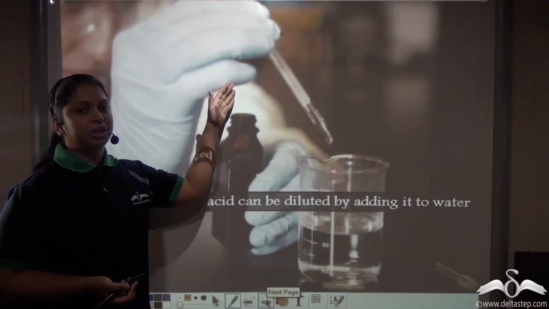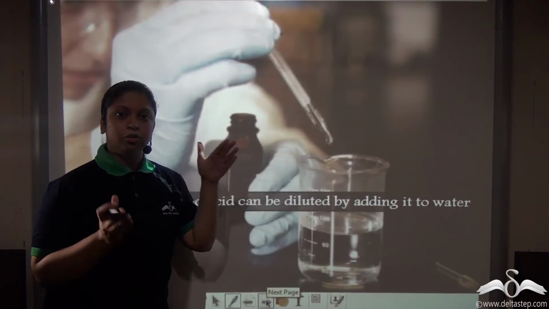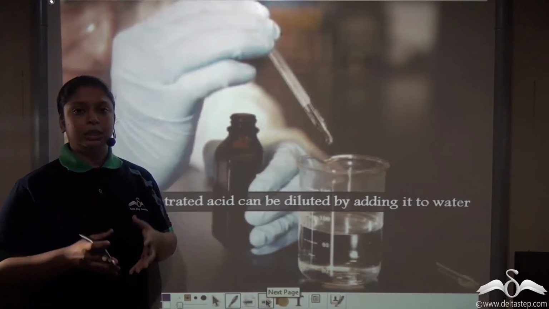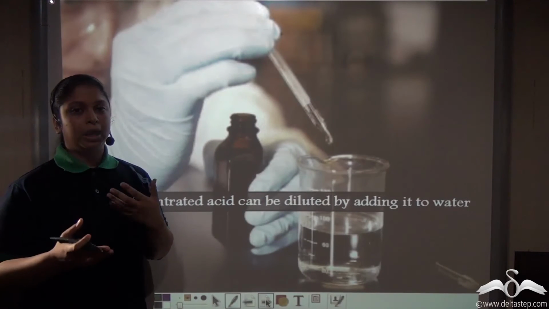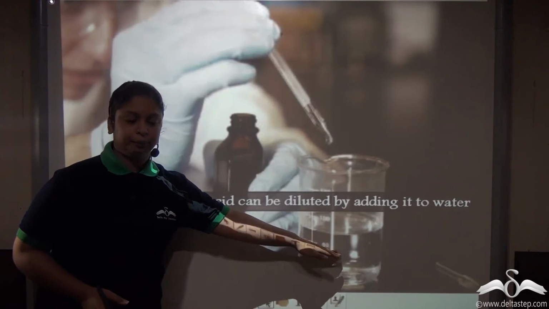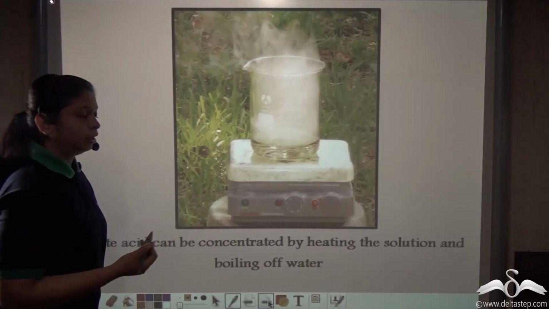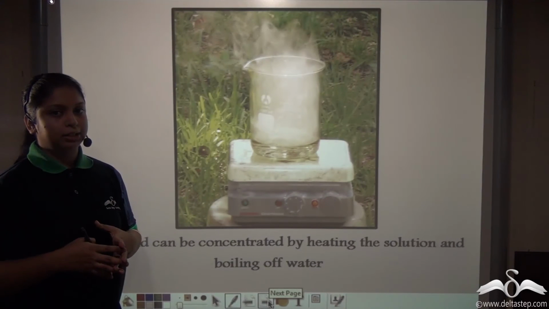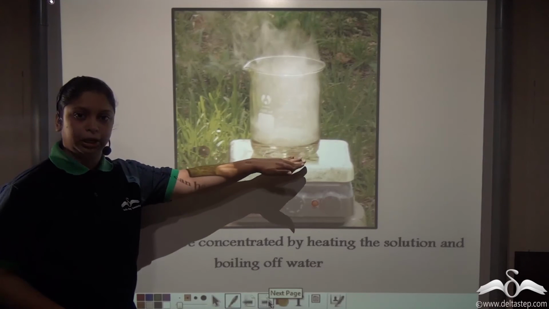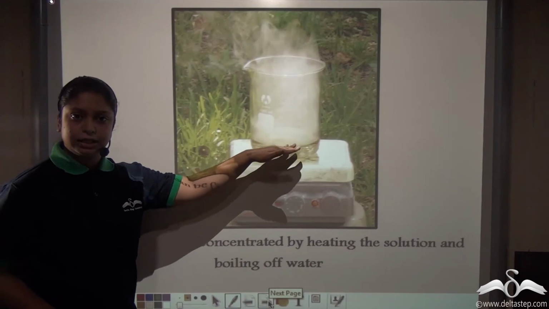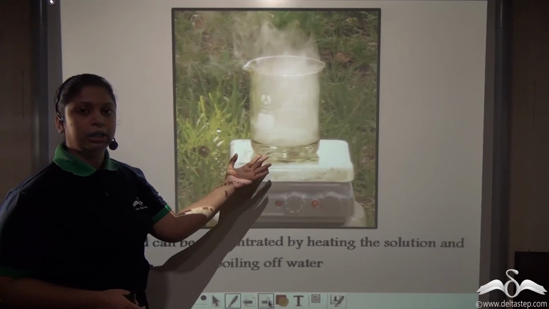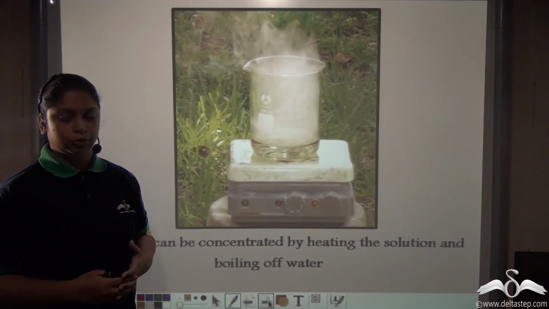So a concentrated solution when added to a volume of water dropwise like this will give you a dilute solution of an acid. But can you get back the concentrated acid solution from this dilute acid? Yes. We can get back the concentrated acid solution by heating this dilute solution that we just now made. So when you heat a dilute acid solution, the water boils and evaporates, leaving behind your concentrated acid solution.